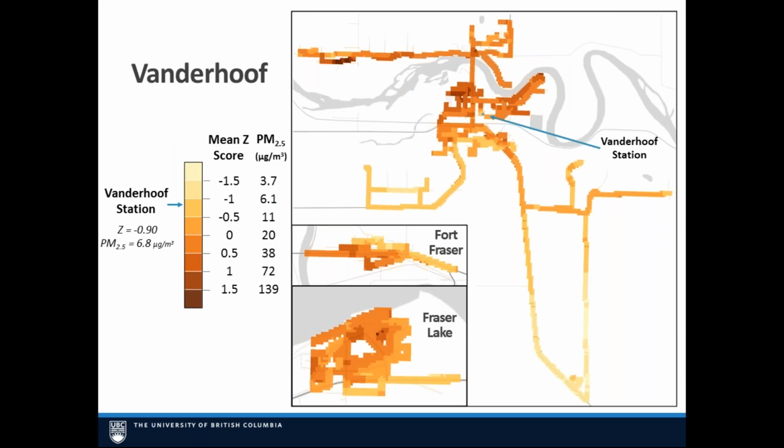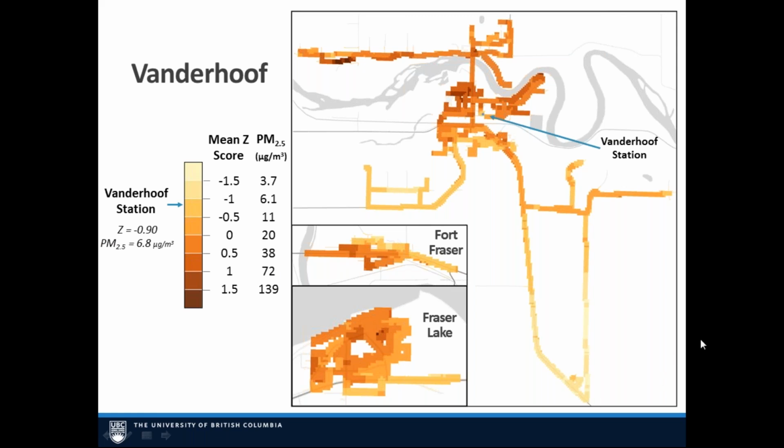So here are the Vanderhoof and the Fraser Lake patterns, along with Fort Fraser, which was included on the Fraser Lake route. The main image shows the entire Vanderhoof route, but the Fraser Lake route consisted of long sections of highway driving, so these were all removed prior to calculating Z-scores, and only the populated areas were mapped. The more densely populated areas seem to show the higher Z-scores, and in these maps you can see the hotspots in the northwest and northeast of Vanderhoof, as well as in western Fort Fraser here and the north and west of Fraser Lake.